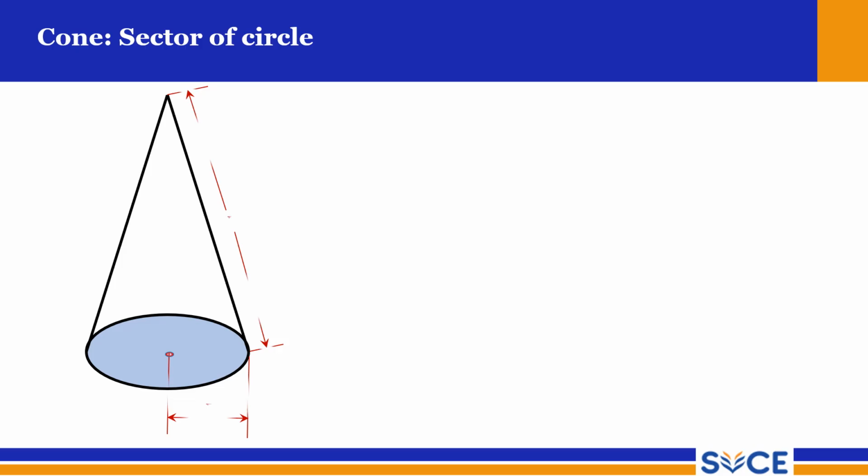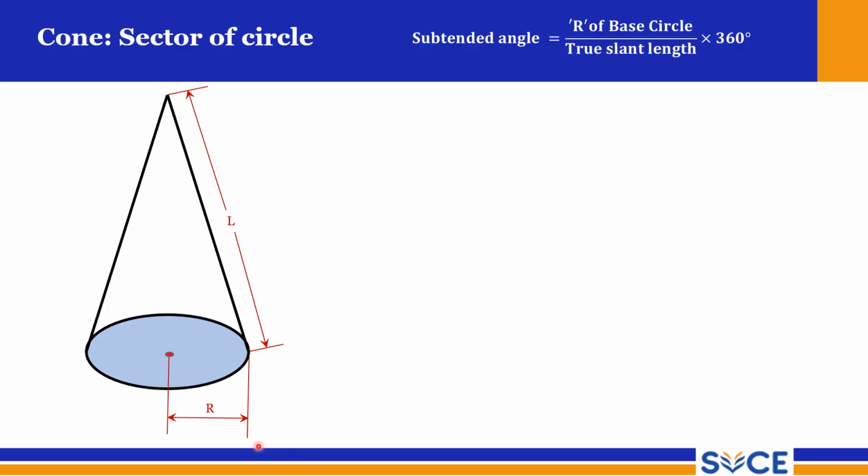Cone, you have to do a small exercise, a small formula, capital R by L into 360. So the subtended angle should be measured or calculated, and it should be done like this: R of base circle, that is the radius of base, divided by true slant length. So this is slant length, don't take the height. If you take height, you will not get the correct development. So you have to take only slant length into 360 degrees.